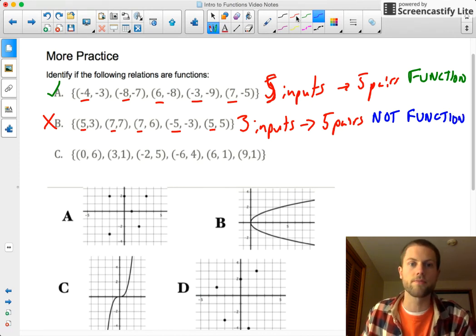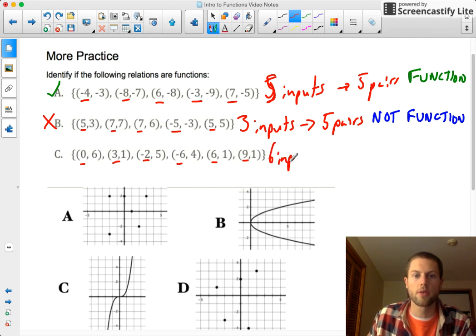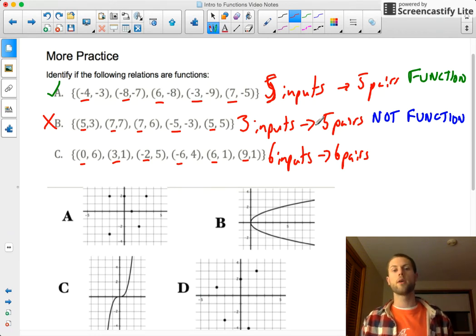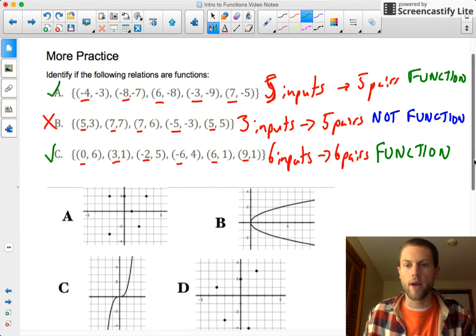Okay, and then letter C here. Again, let's take a look at our inputs. I've got 0, a 3, a -2, a -6, a 6, and a 9. These are all different here. So 1, 2, 3, 4, 5, 6 different inputs. And I have 6 pairs. That means that no inputs are being repeated. No inputs refer to more than one output. So this thing is a function. That one works.